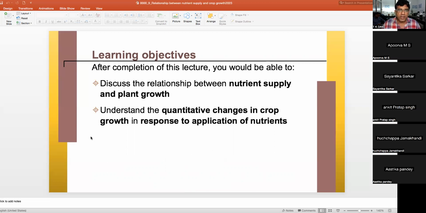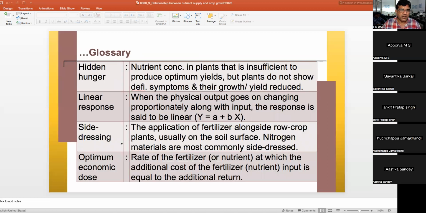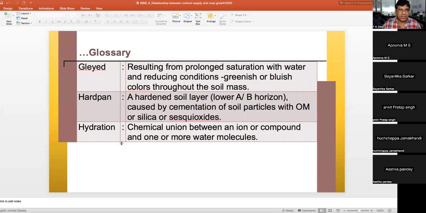If I apply X quantity of nutrient, then how much is the change in growth? If I apply X2, X3, X4 quantities of a particular nutrient, how is it going to affect the response of the plant, how is it going to affect the growth of the plant, what should be the optimum levels of the nutrient. So the glossary, I am not going to read it. You can understand it yourself. You can go through it. The presentation is already available with you.